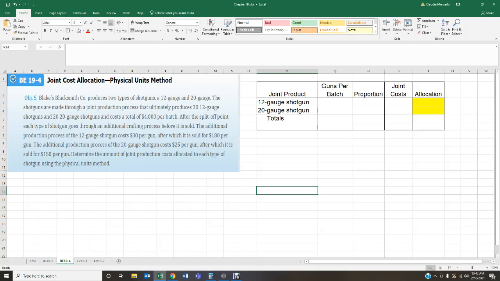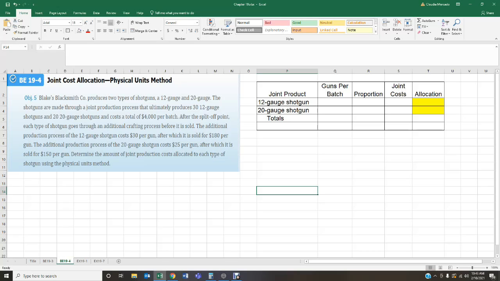So the problem reads: Blake's Blacksmith Company produces two types of shotguns, a 12 gauge and a 20 gauge. The shotguns are made through a joint production process that ultimately produces 30 12 gauge shotguns and 20 20 gauge shotguns and costs a total of $4,000 per batch. So in a batch, they're manufacturing 30 12 gauge shotguns and 20 20 gauge shotguns. And the whole process to manufacture those 50 shotguns is $4,000 per batch.